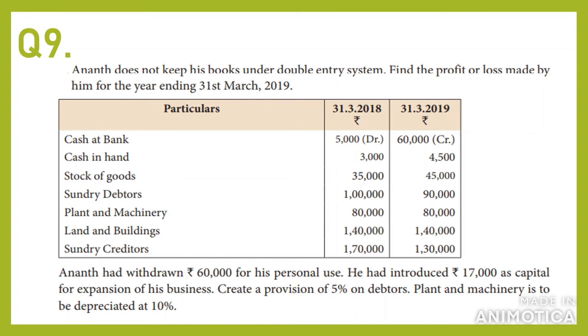On top of it, they say he has to create a provision of 5% on debtors. So the provision is something which we will always do on the closing balance. So what is the closing balance in this case? 90,000 is the closing balance of sundry debtors. So we have to create a 5% provision on 90,000. And then plant and machinery has to be depreciated at 10%. So what is the closing plant and machinery? It is 80,000, on which you have to depreciate by applying a rate of 10%. Okay, fine. We'll see how we do all of this.